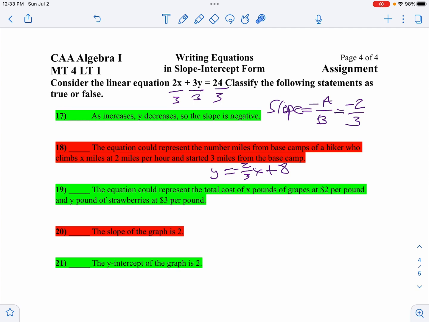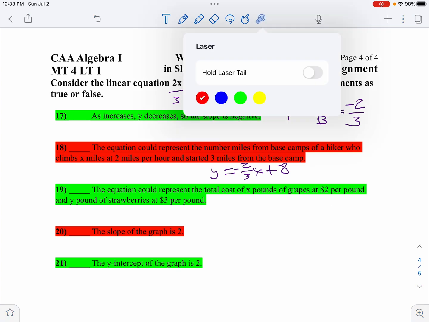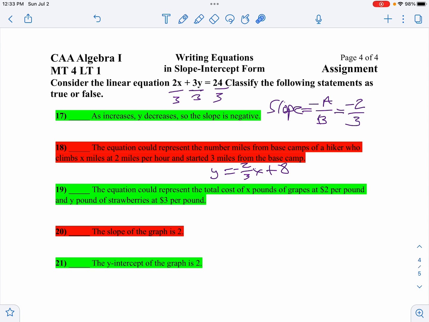The equation represents the total cost of X pounds of grapes at $2 per pound, and Y pounds of strawberries at $3 per pound, and our total cost would be $24. Well, that would be my standard form. So that's true. We said our slope was negative 2 over 3, so our slope is not 2. My y-intercept of the graph is 2? That is incorrect. My y-intercept is 8. There we have it.